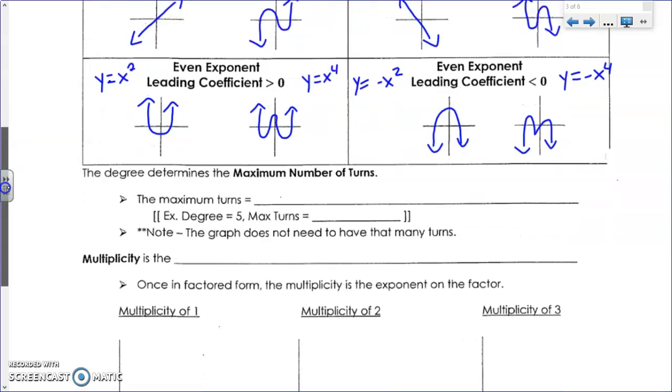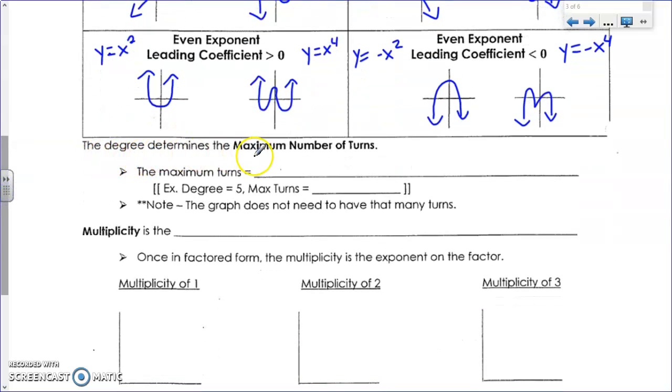All right, so let's look here. The degree determines the maximum number of turns, okay? Like this one has how many turns? This parabola here? 1. So the maximum number of turns is the degree minus 1. So like this is the degree of 2. 2 minus 1 is 1. So that's one turn. Here the degree is 4. 4 minus 1 is 3. So there's 1, 2, 3 turns.